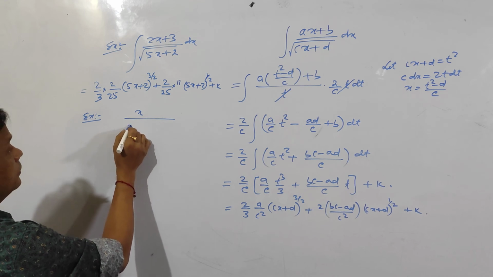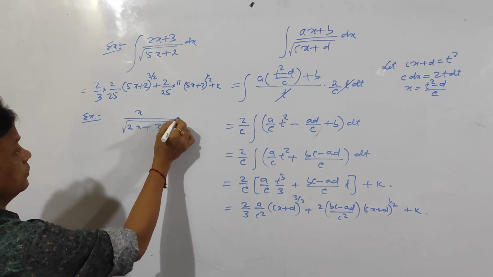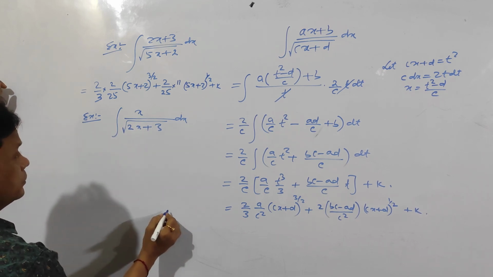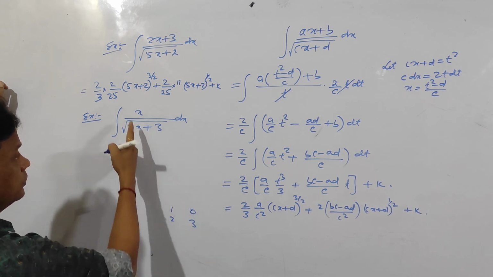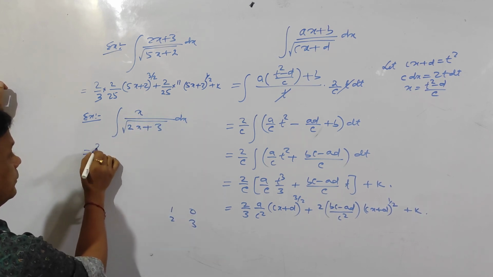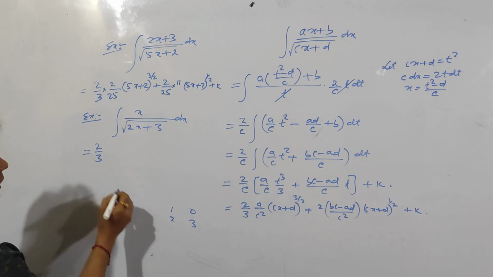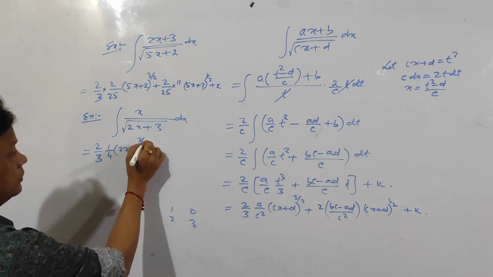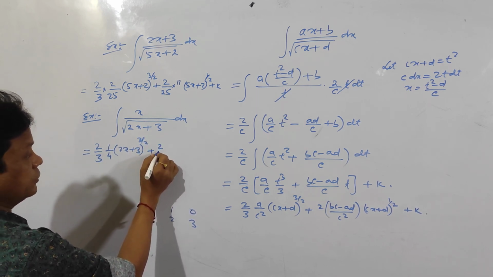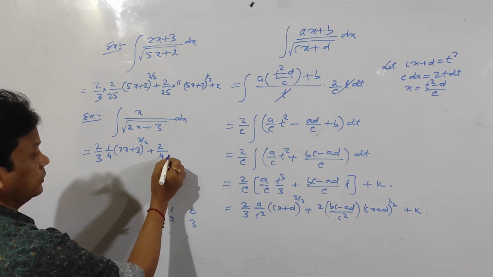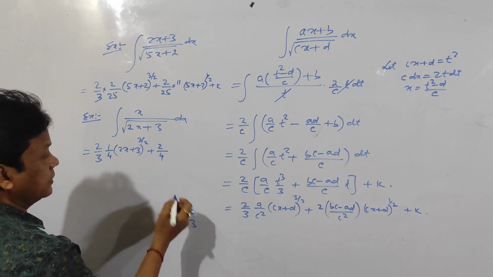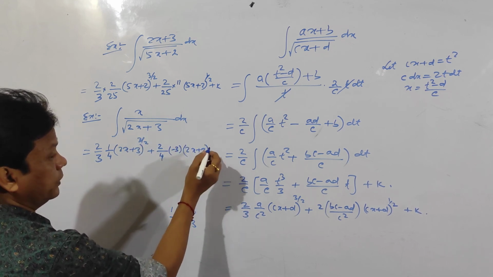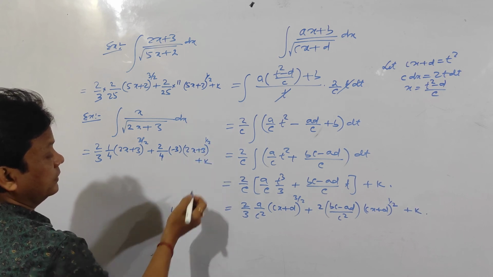x divided by root over 2x plus 3. So how to do this one? Here it is 1 0 2 3, 1 0 2 3. So what is your formula? 2 by 3. It is A by C square. So 1 by 4 into 2x plus 3 to the power 3 by 2. Then plus 2 by C square. C square is 2 square, which is 4. Then this minus this. So 0 minus 3 it is minus 3 into 2x plus 3 to the power half plus a constant. That's it.